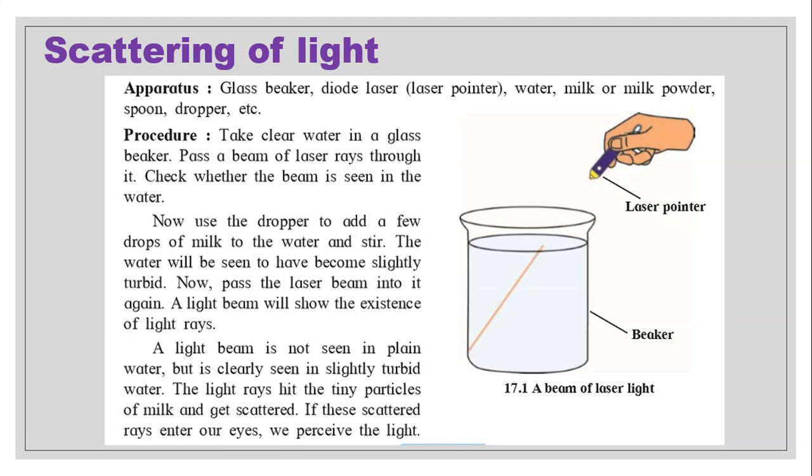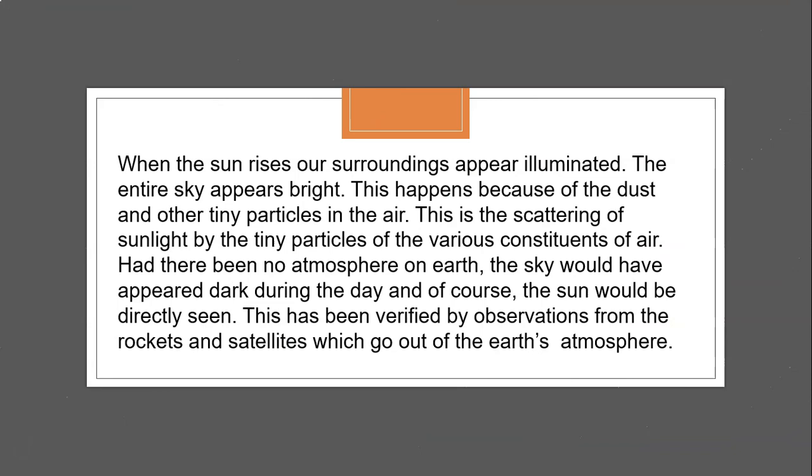So we see light when light gets scattered in all the directions. That is how when light hits a particular surface and it gets reflected and scattered in all the directions. That is how we see light. When the sun rises, our surroundings appear illuminated. The entire sky appears bright. This happens because of the dust and other tiny particles in the air. This is the scattering of sunlight by the tiny particles of the various constituents of air.